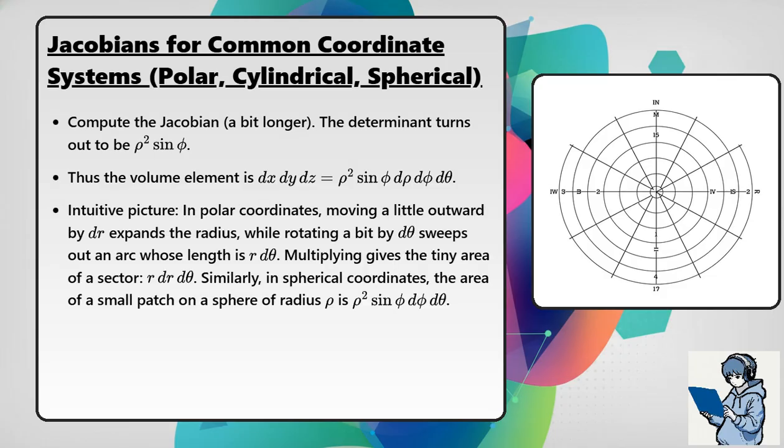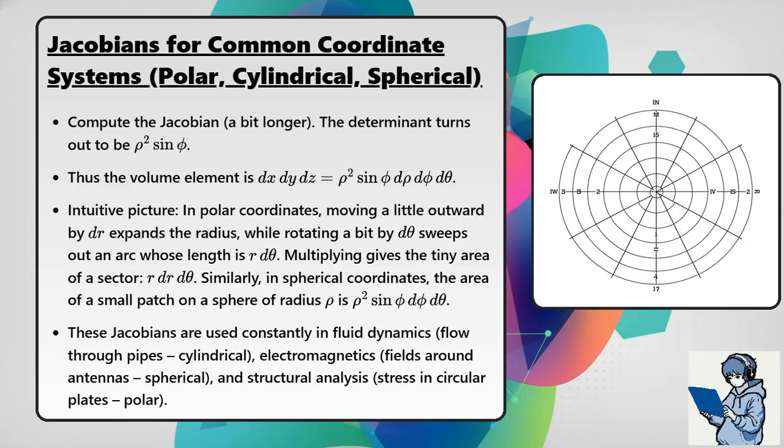Intuitive picture: in polar coordinates, moving a little outward by dr expands the radius, while rotating a bit by d theta sweeps out an arc whose length is r d theta. Multiplying gives the tiny area of a sector, r dr d theta. Similarly, in spherical coordinates, the area of a small patch on a sphere of radius rho is rho squared sine phi d theta d phi. These Jacobians are used constantly in fluid dynamics, flow through pipes, cylindrical; electromagnetics, fields around antennas, spherical; and structural analysis, stress in circular plates, polar.